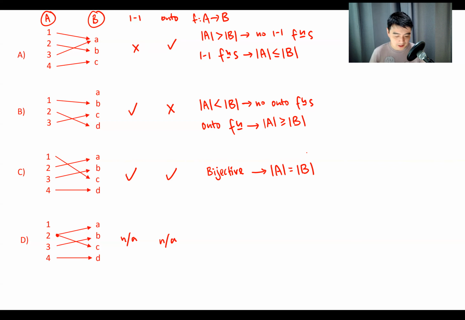But ultimately, onto function: every output is used at least once. One-to-one function: every output is used at most once. So keep those two things in mind.